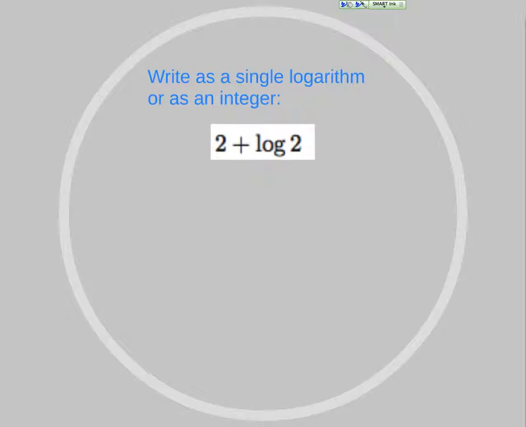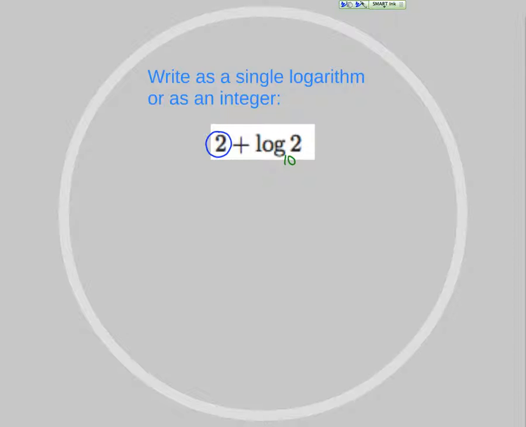So the first thing we look at is, do we have logs that have the same base? We don't, because we just have one log. The answer is not log 4. So what we have to do is take 2 and write it so that it has a base 10. Remember, there's like an invisible 10 there.